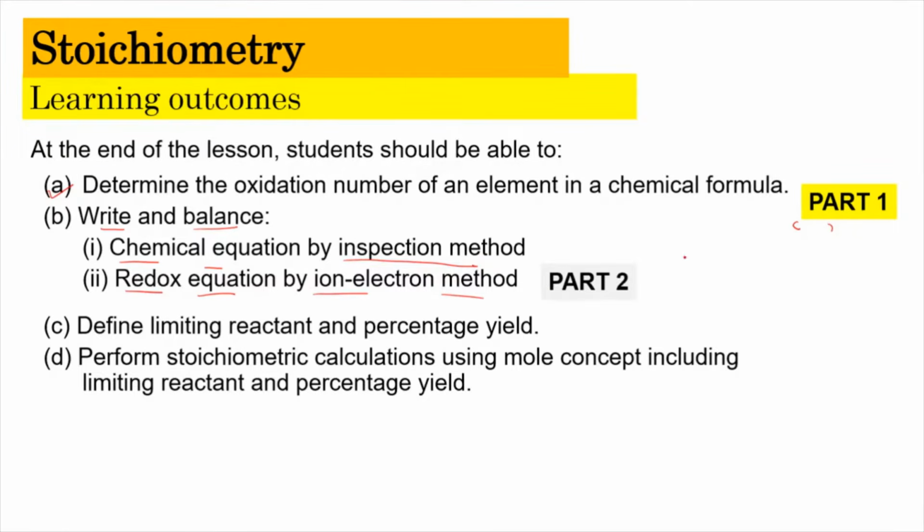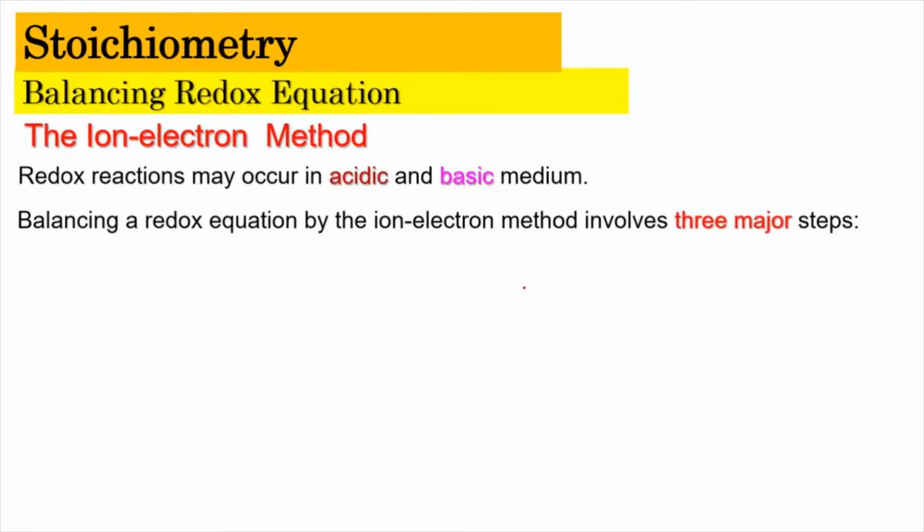In this video, we're going to focus on B2, which is in part 2 of the video. And in the next video, we're going to look into the learning objective of C and D in part 3. So without any further ado, let us start with part 2 of the video first. So the Ion-electron method focuses on balancing redox equation. Redox equation can happen in both acidic or basic media. And the balancing of redox equation involves three major steps.